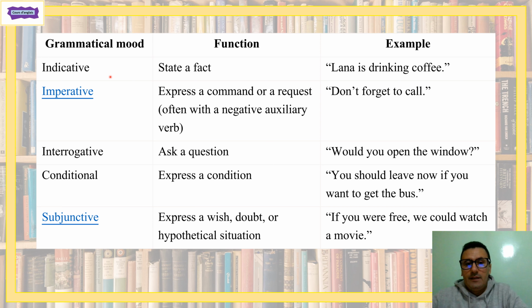Indicative states a fact. For example, Lana is drinking coffee. Imperative. The function here is to express a command or a request, often with a negative auxiliary verb. For example, don't forget to call. Interrogative. Ask a question.